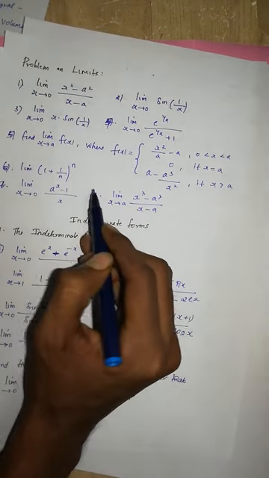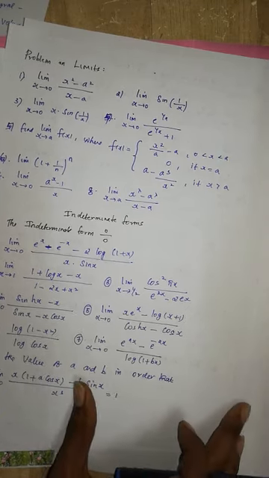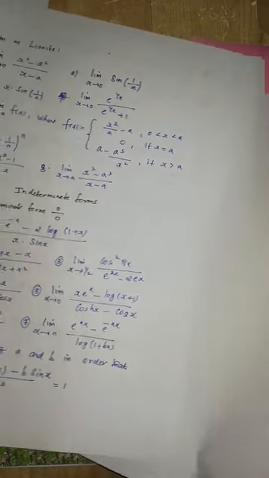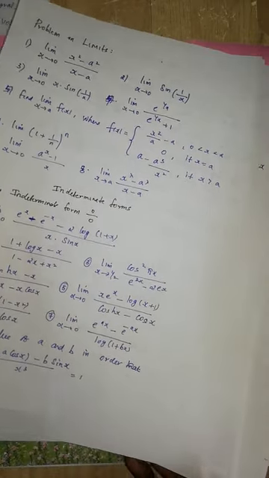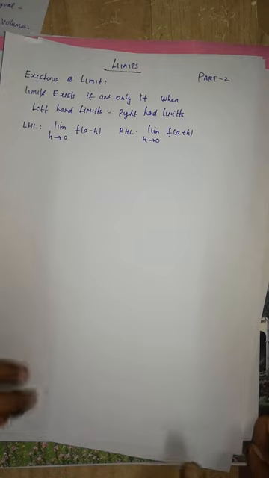The first 5 problems are mainly based on finding the LHL and the RHL, and verifying whether both are equal. If they are equal, I'm going to call that the limit. Now we'll move on to the first problem. As I said earlier, if you have watched the video in the description, you will know that the limit exists when the left hand limit and the right hand limit exist as finite values and both are equal. This is the formula for the left hand limit, which is f of a minus h, and the RHL is f of a plus h.